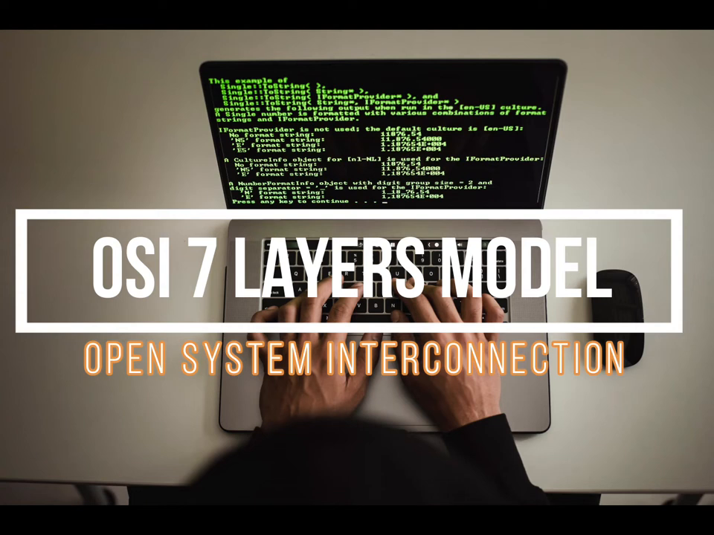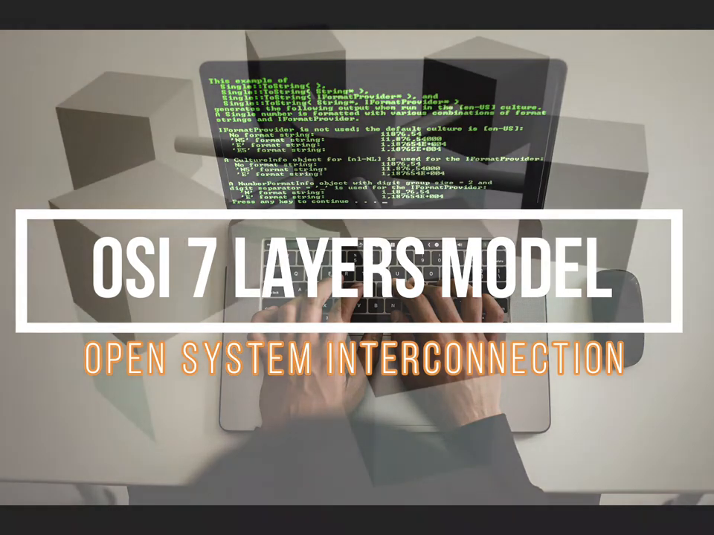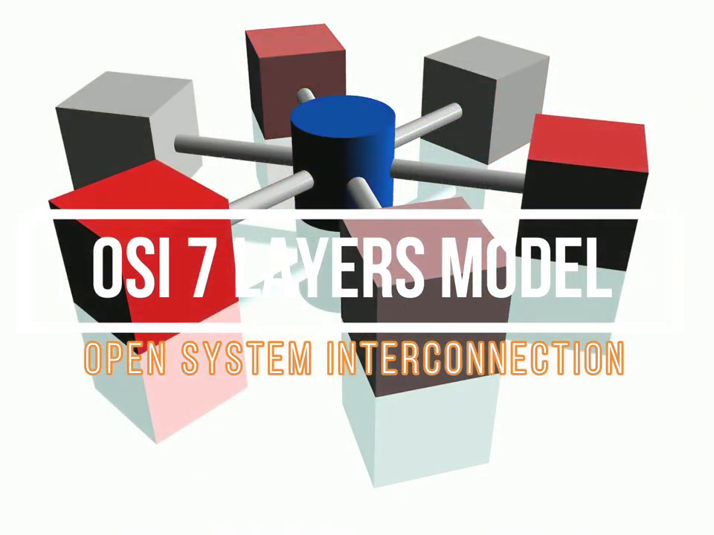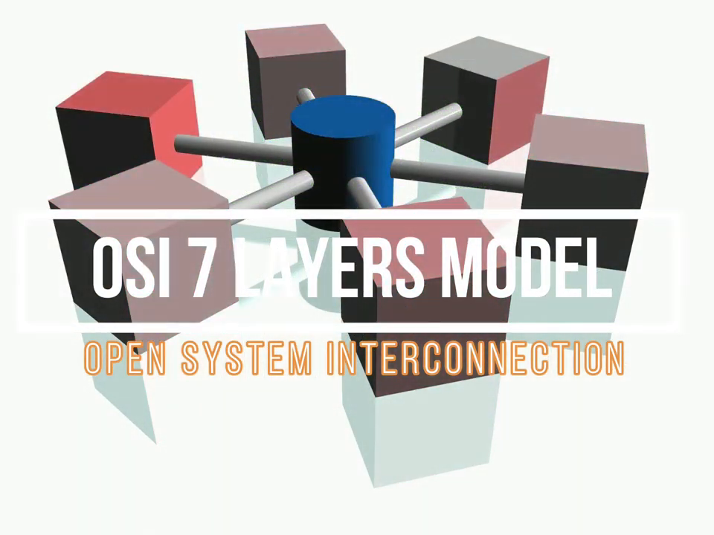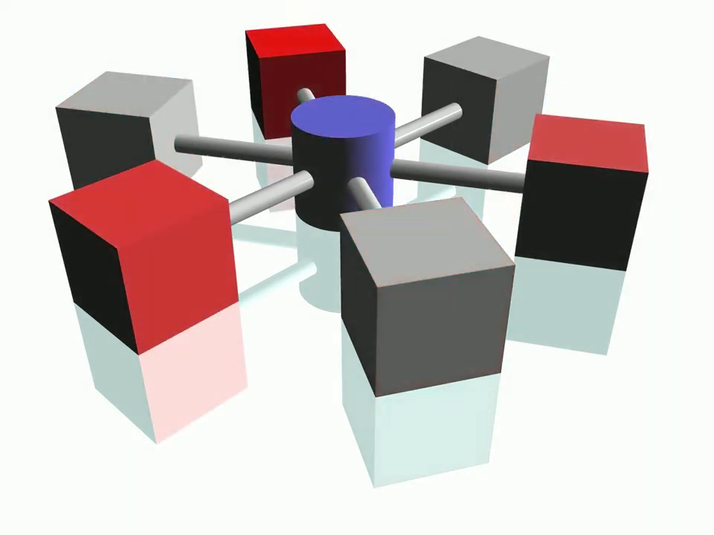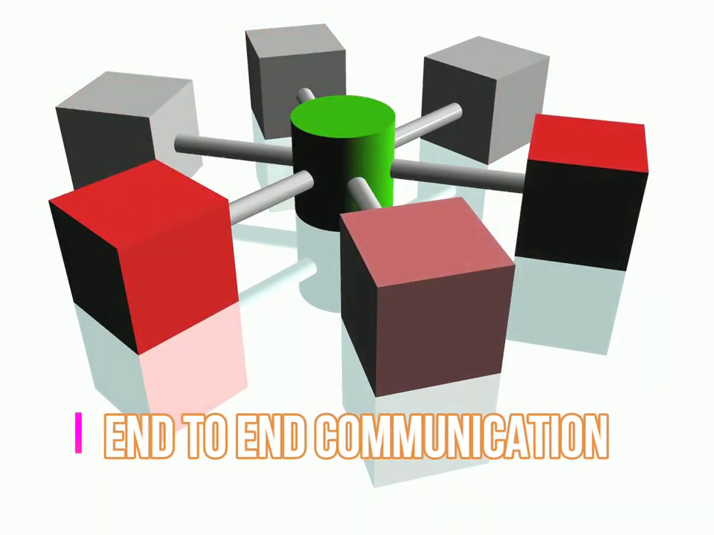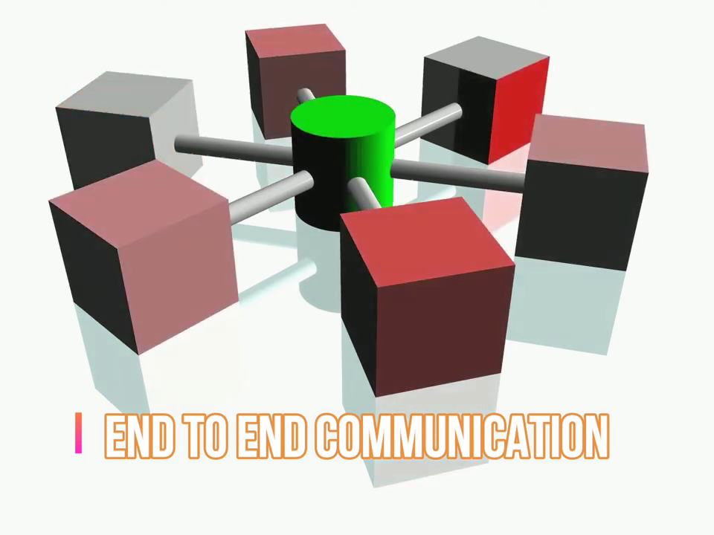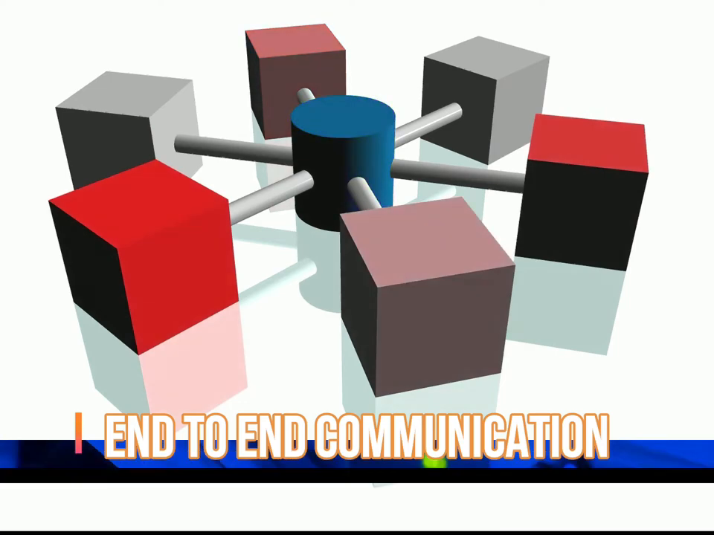But if one computer is based on Microsoft Windows and the other one has Mac OS installed, then how are these two computers going to communicate with each other? In order to accomplish successful communication between computers or networks of different architecture, the 7-layer OSI model, or Open System Interconnection model, was introduced by the International Organization for Standardization in 1984.